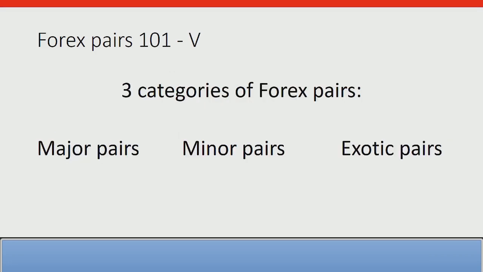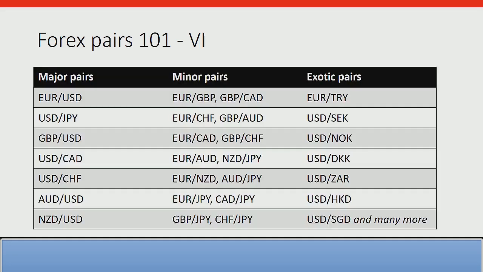Then, as we said, there are three different categories of Forex pairs. The first one is called major Forex pairs, the second one is called minor pairs, and the third one is exotic Forex pairs. You can see we have now made a little table. The major pairs are the main currencies, the biggest economies in the world, and also the most traded pairs. So you can see we have the Euro-USD, which is the most commonly traded Forex pair overall. Then you have pairs like the US dollar-Japanese yen, the British pound-US dollar, the US dollar-Canadian dollar, US dollar-Swiss franc, the Australian dollar-US dollar, and also New Zealand dollar-US dollar.